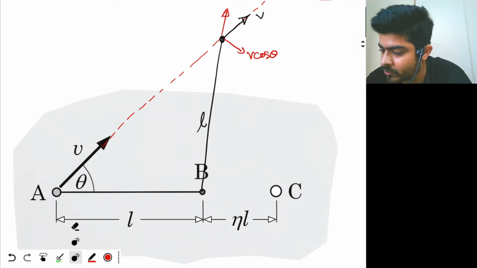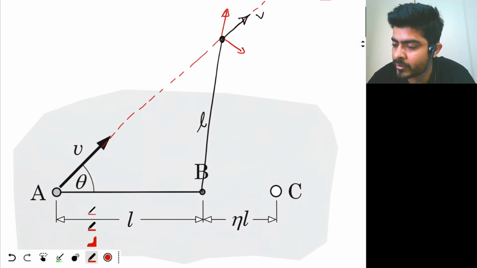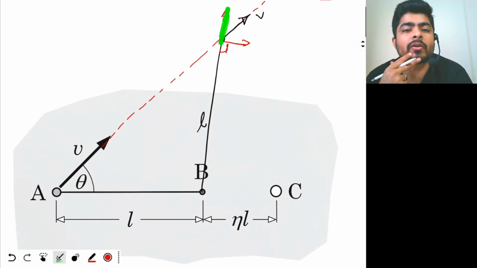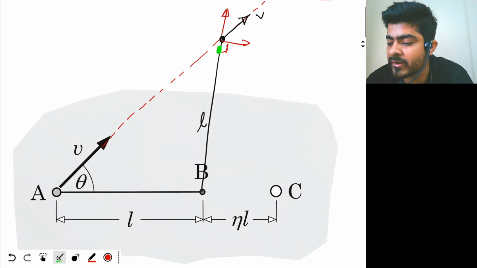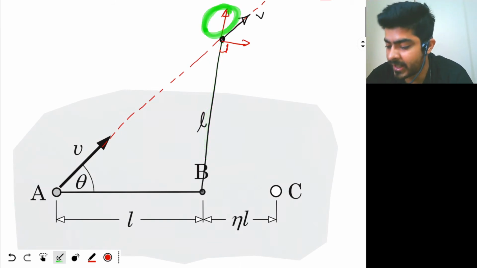Actually, this is not cos theta. One component over here, the other component over here. Like this, sorry. This is 90. So this is the component of velocity perpendicular to the string. This is the component of velocity along the string. So as soon as the string becomes tight, this component of velocity will reverse the direction.